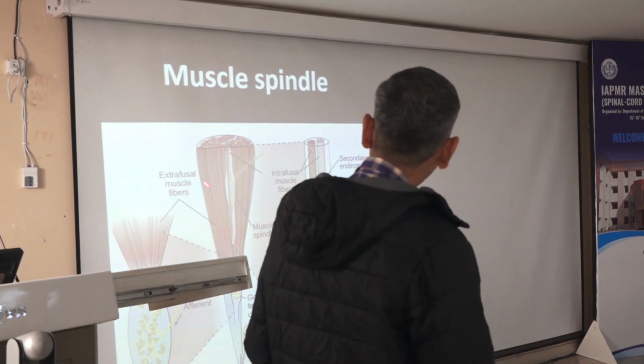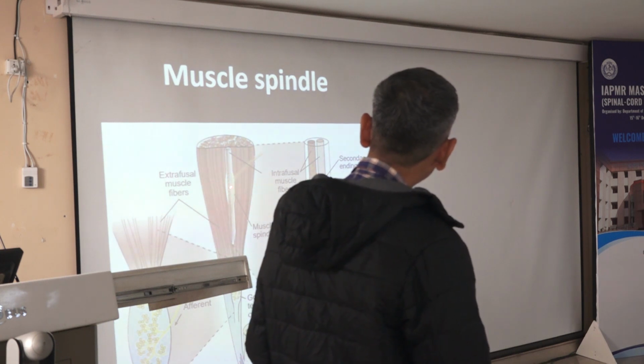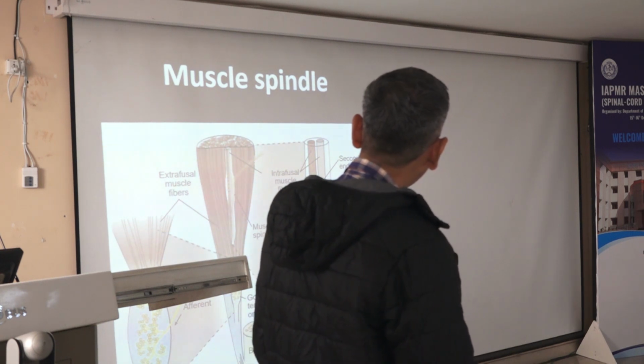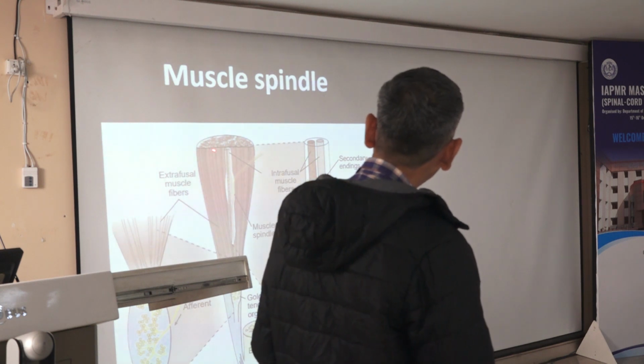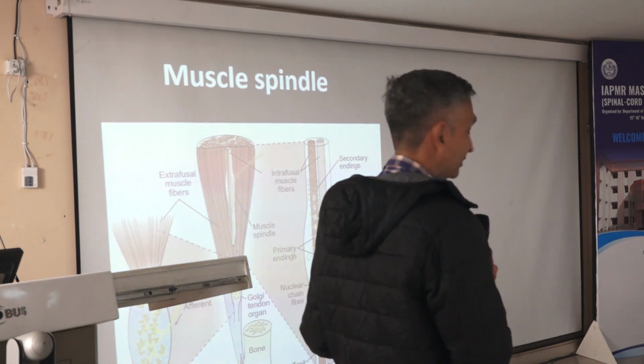So when the stretching of these fibers occurs, what happens? The afferent fibers 1A and 2 send signals to the spinal column, and the alpha motor neuron contracts, and that is how muscle contraction occurs. That is a simple stretch reflex.